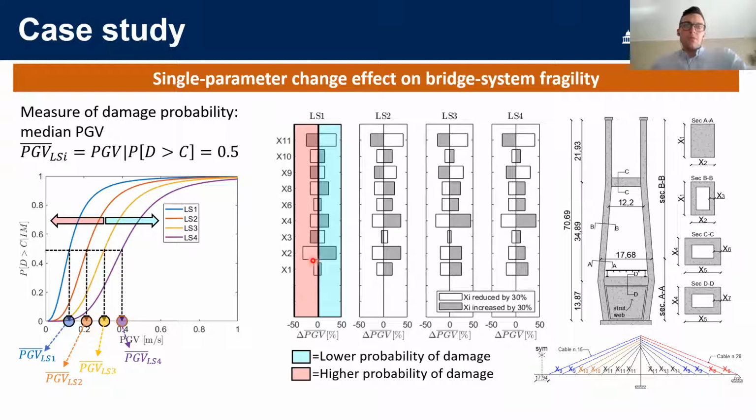So based on this, we can quickly assess what the effect of the parameters we are considering is on the system level fragility that we are studying. And we might also run this simulation to check the effect of combining parameter changes on the system level fragility.